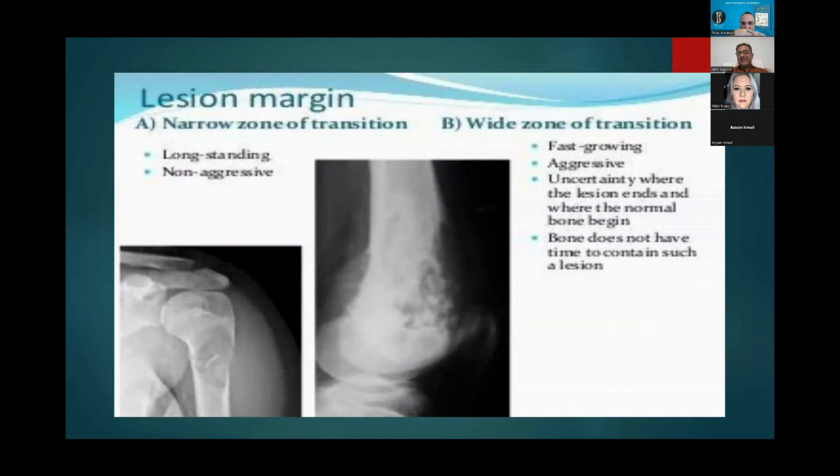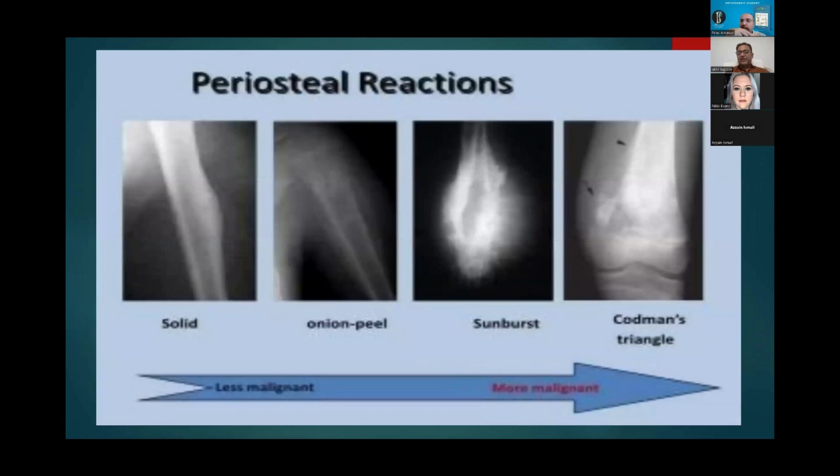So first the pattern, then the zone of transition of the lesion. And those first two things are what the tumor is actually doing to the bone. And the last, or the third thing, is what is the bone doing to the tumor? How is the bone responding to the tumor? And that is the reaction formed by the periosteum, which is the lining of the bone.